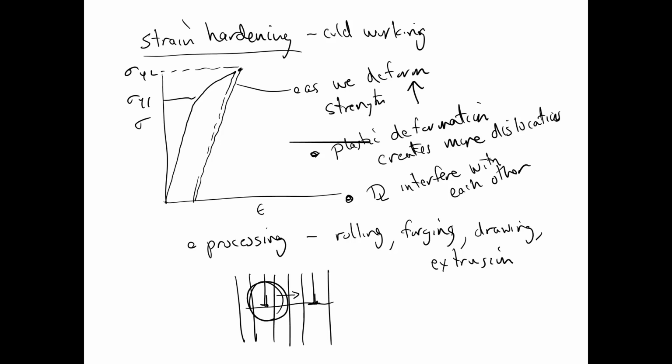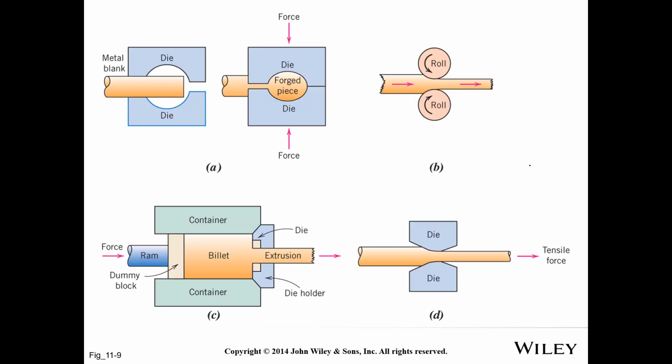And how do we increase the dislocation density? Through processing. So all of those things, so there's a figure from your book that describes ways that, kind of schematics here of how we deform metals. So up here we've got forging. That's where we take a die of a certain shape and we smash it into that shape.